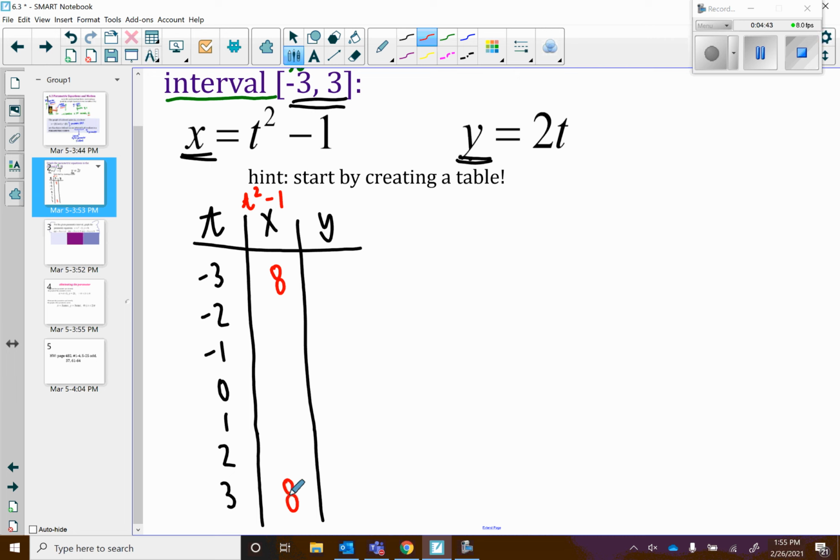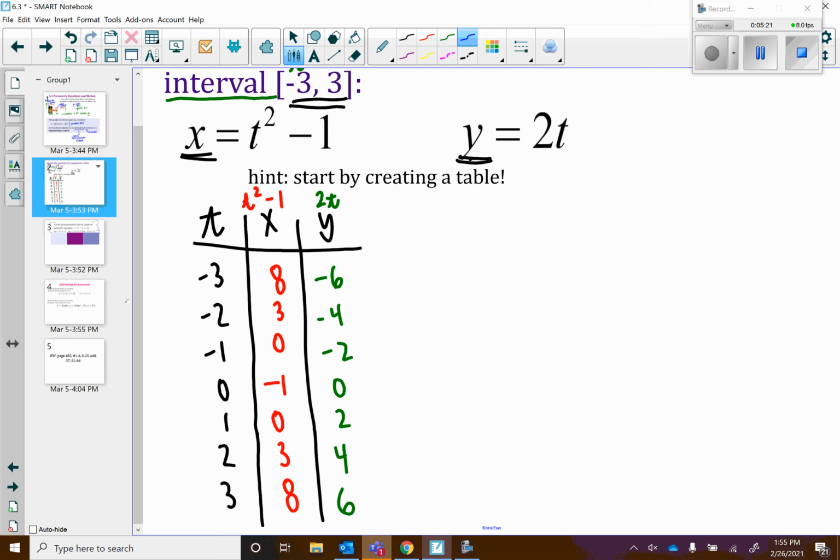-2 squared is 4. 4 minus 1 is 3. Also the same for +2. -1 squared is 1. 1 minus 1 is 0. Also true for +1. And then 0 squared is 0. Minus 1 is a -1. We do the same with our y. y is equal to 2 times t. So fill in your table. Oops, I did that multiplication wrong. And now we have a list of points.